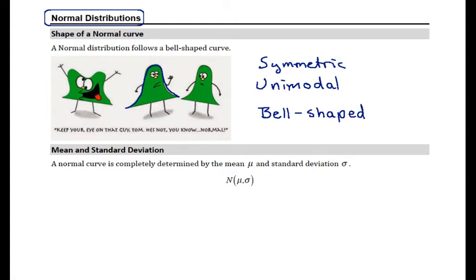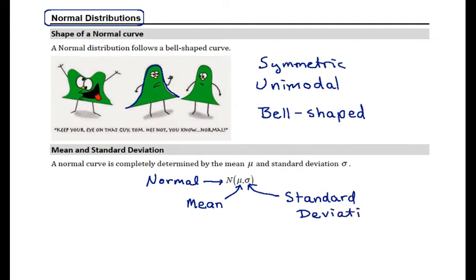A normal curve is completely determined by the mean and the standard deviation. So we use this notation here where the N stands for normal. The first number in parentheses is the mean. We're using notation for a population mean and a population standard deviation here. And unlike some other distributions, once we have decided that it's normal, if we know the mean and the standard deviation, the whole distribution is completely determined.